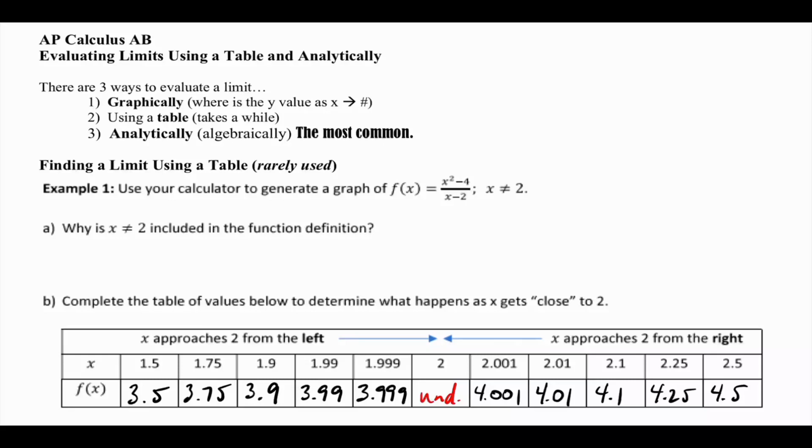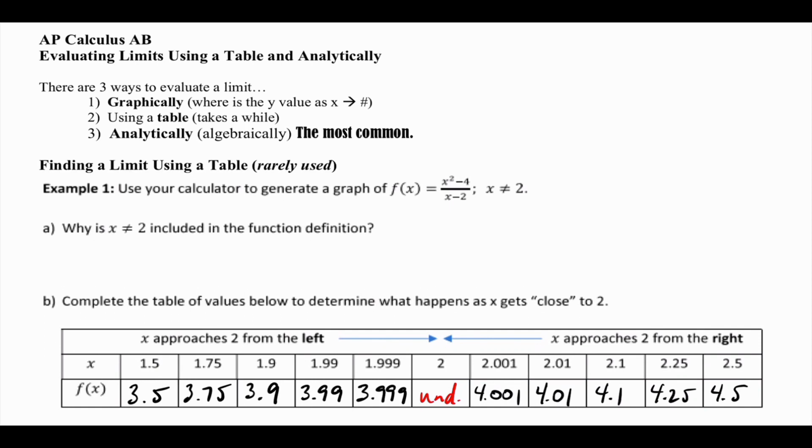Okay, so the first lesson we did was limits. We talked about what a limit was, right? As it's approaching a number. So as x is approaching some value, right? What is the y value approaching?